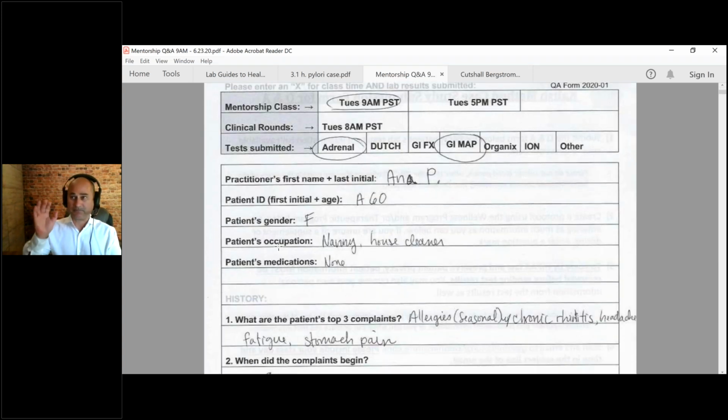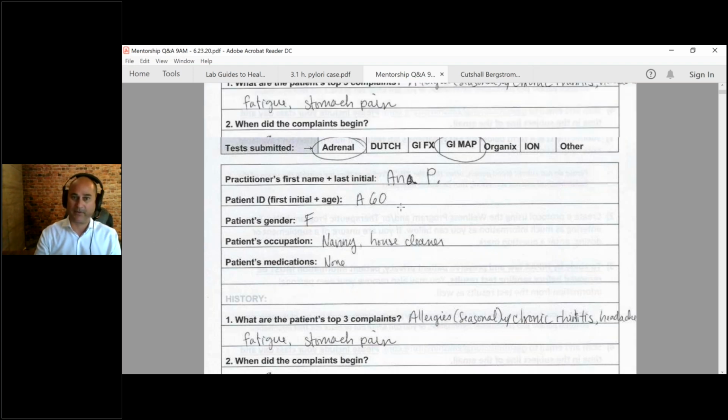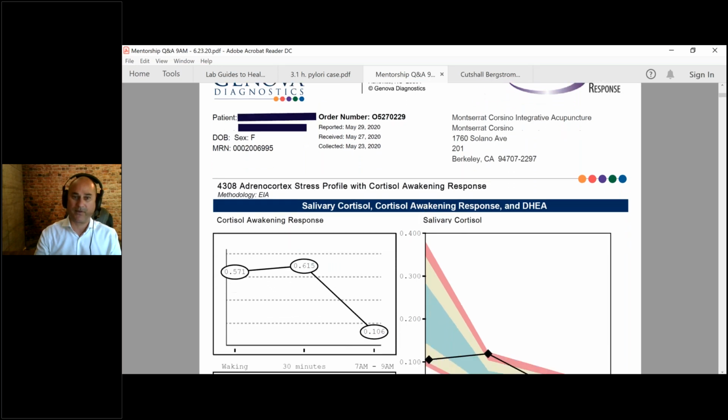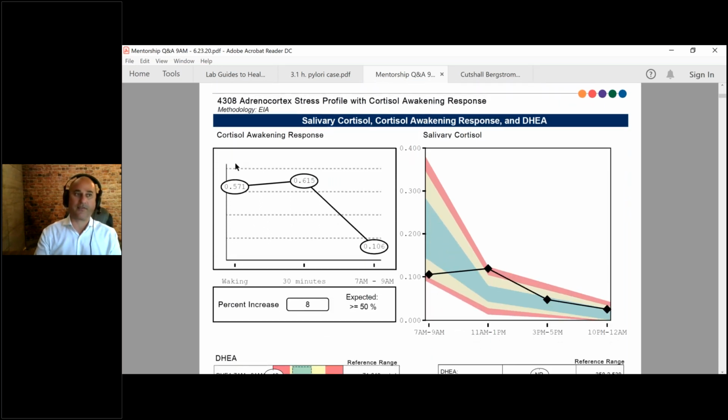Now you've got to imagine in the mentorship class, you have this whole massive curriculum that you listen to, and then every week the different doctors submit labs and we go over them. So I'm just going to show you a couple of adrenal lab examples here so you can trigger your association with adrenals and H.